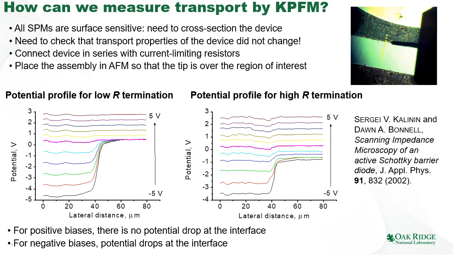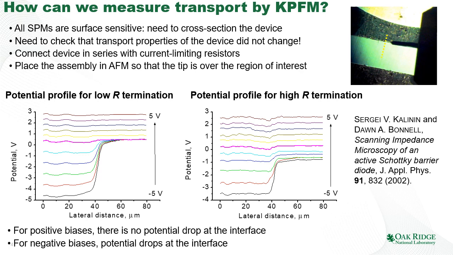So this is the example of the potential profile for the high resistance termination. In this case, rather than having, say, a kilo-ohm resistor, I will put a 100 kilo-ohm resistor. And lo and behold, interesting things start to happen. For positive biases, when the diode is forward biased, I have the same picture as for the lower R termination. So my potential doesn't drop at the interface, and the value of the potential is about half of the voltage that I applied.